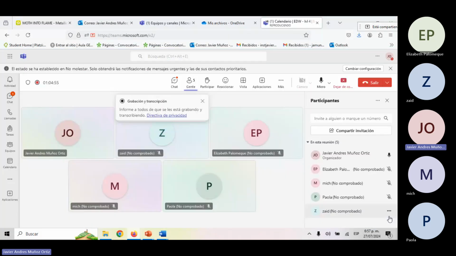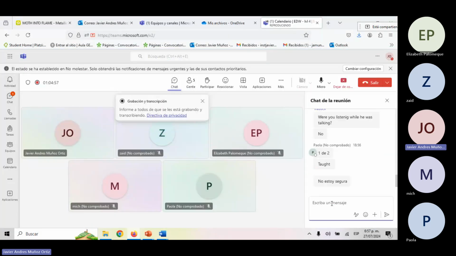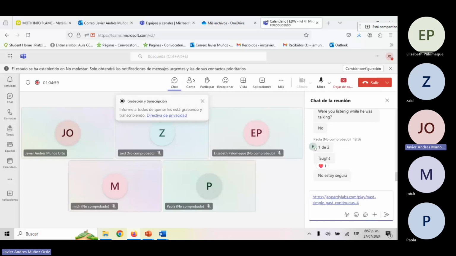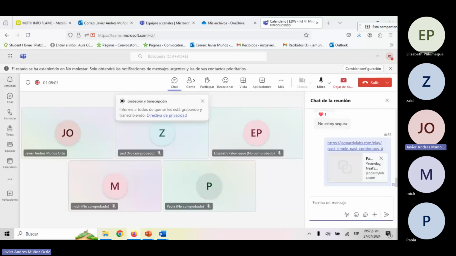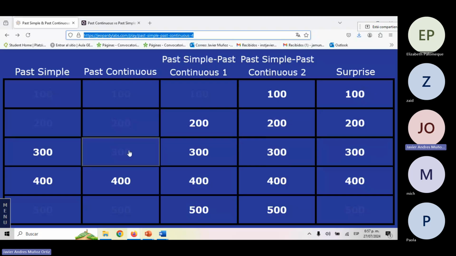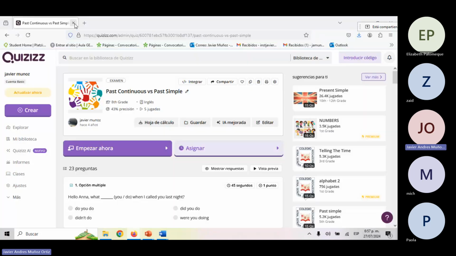Okay, so I'm going to give you the link of this exercise for you to complete it at home, so you can study on your own, complete the exercise, and you know how this works. This is a self-assessment for you guys in order to improve the difference between simple past tense and simple present and past continuous tense.